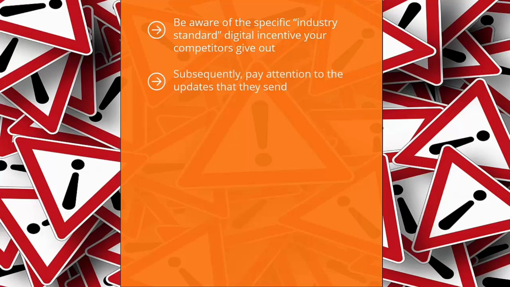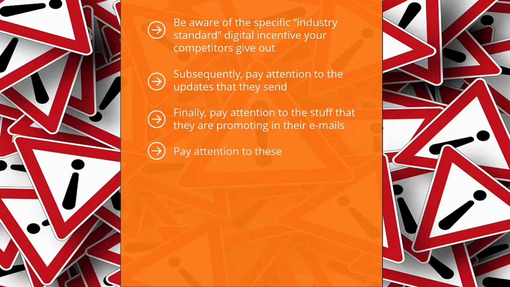Subsequently, pay attention to the updates that they send. Do they talk about news and events? Do they seek to teach email recipients a wide range of solutions? Finally, pay attention to the stuff that they are promoting in their emails. You can bet that your competitors are sending out emails intended to make them money. If you click on the right link, it would lead you to a product they hope you would buy. The same goes with services. Pay attention to these. Identify the most common products that they push with their updates.